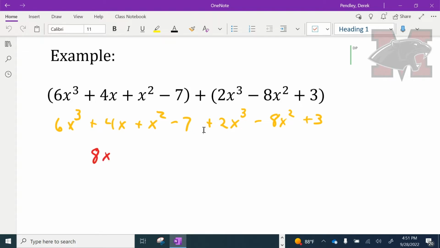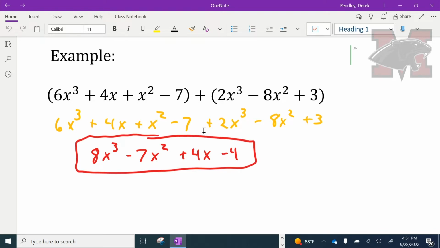You have your squares. You have 1 and negative 8, so you have negative 7x squared. Then you have your x values. You just have the 4. So we have plus 4x. And then you have your numbers, negative 7 and positive 3, which is negative 4. So two polynomials added together gets you a new polynomial. That'll always happen. When you add another polynomial to a polynomial, you're just left with a different looking polynomial.